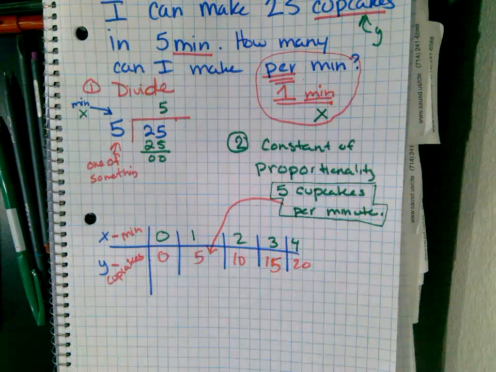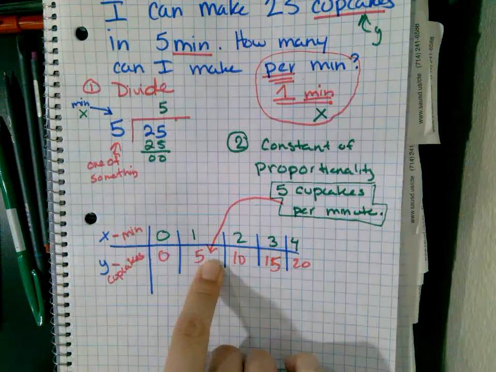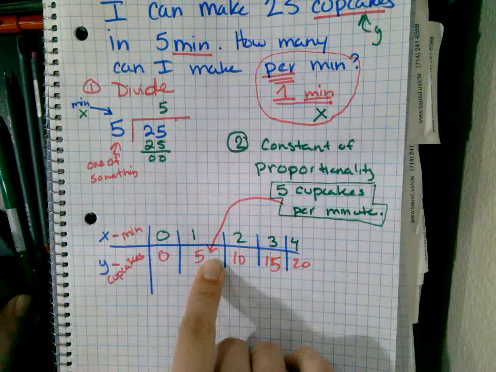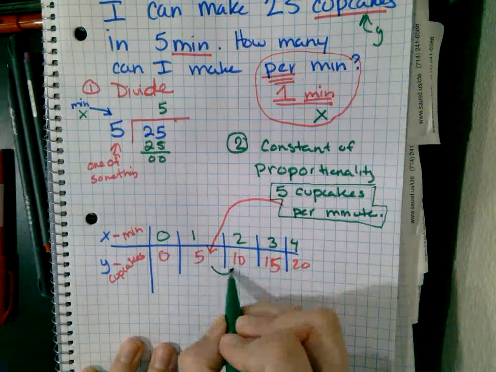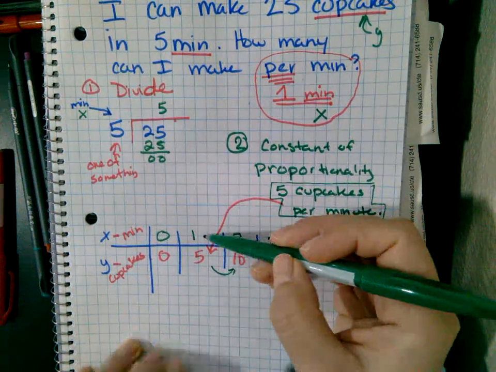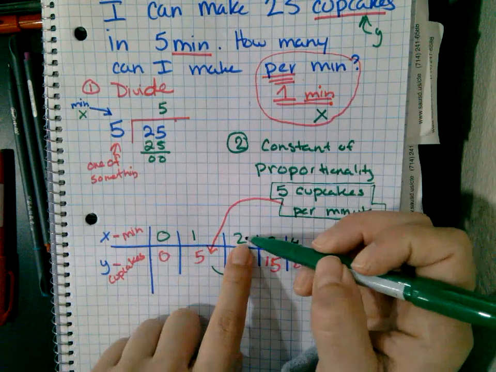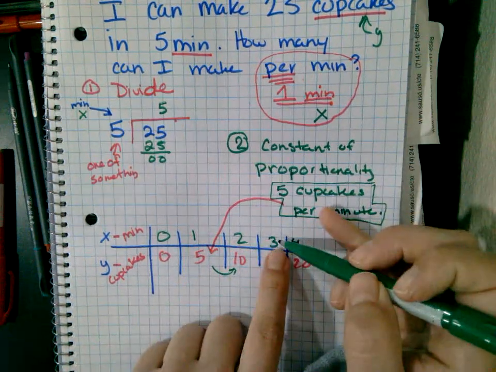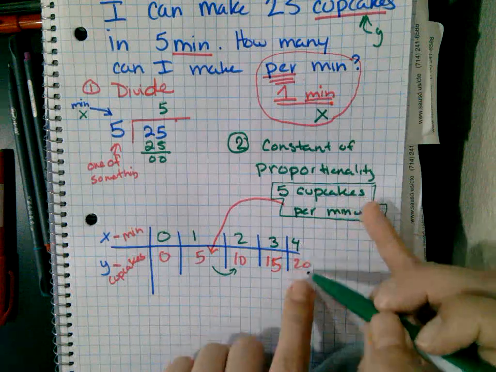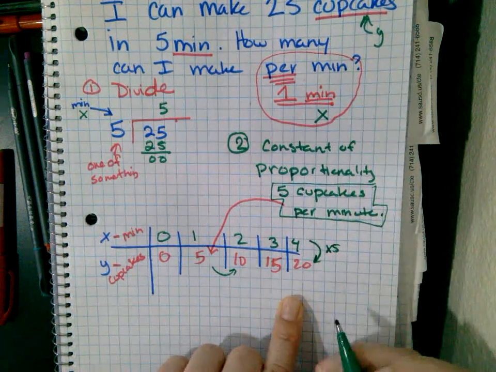So whatever your answer is here, you're going to plug it in right below the 1. You're multiplying by 5. Exactly. So from here to here, we're just multiplying this top number by 5. 5 times 1 is 5. 5 times 2 is 10. 5 times 3 is 15. 5 times 4 is 20.